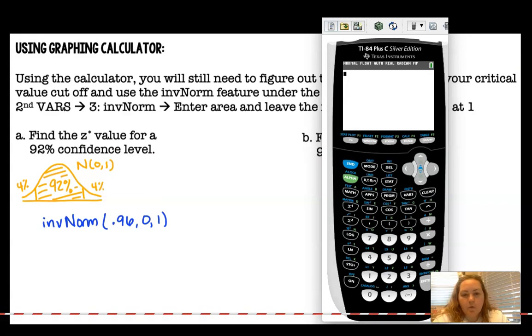So quickly I'm going to walk you through what this would look like actually typing it into your calculator. So second vars, inverse norm is option 3. Area was the 92% in the middle plus the 4% on the left side, which gives us 0.96. Mean is 0, standard deviation is 1. Paste, enter, and we get our answer of 1.75.